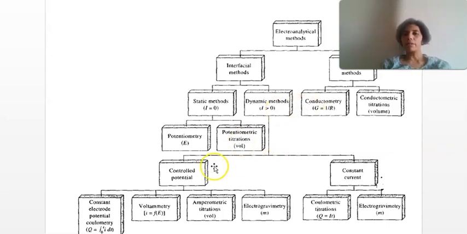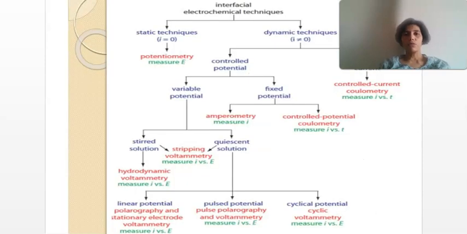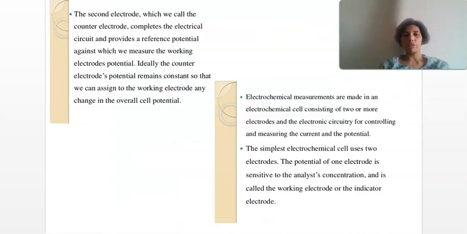Under dynamic method, your current is greater than zero and you can work under controlled potential or constant current. In case you are working under constant current, then it is coulometric titrations and electrogravimetry. In case you are working on controlled potential, then it is constant electrode potential, voltammetry, amperometry and electrogravimetric techniques. Okay. Now, this again tells you the same along with how they are plotted, what graphs you get. So this is just for your information. So we can go with the next slide.